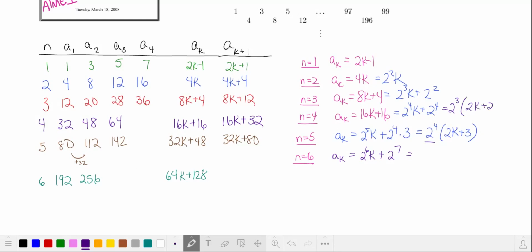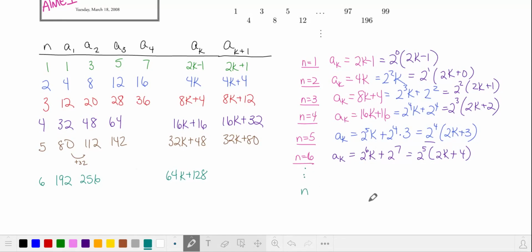This gives me 2k plus 2. Over here for n equals 6, I'll factor out 2 to the 5th power. This gives me 2k plus 4. Factoring out 2 squared, I get 2k plus 1. Factoring out 2, I get 2k plus 0. And then factoring out 2 to the 0, I get 2k minus 1. And I think that's our pattern. In row n, the kth element, we take 2 to the power of n minus 1. We have a 2k here, and then we subtract 2 from n to get this constant.